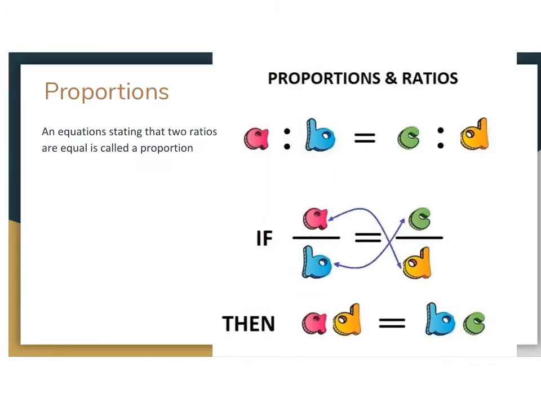Now let's look at proportions. Proportions are an equation stating that two ratios are equal. For example, we have our ratio here, A over B, which is equal to ratio C over D. So the total equation would be a proportion. I will talk more about this cross multiplication at the later slide.